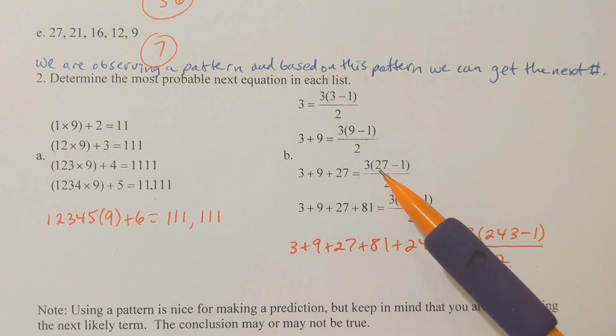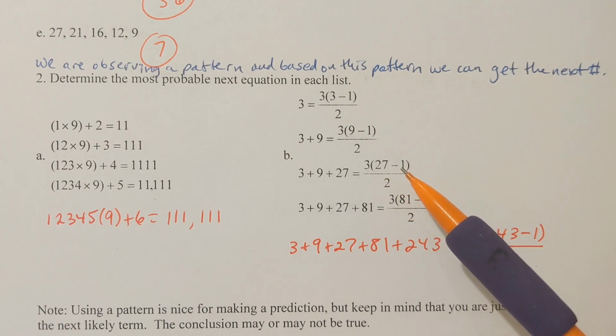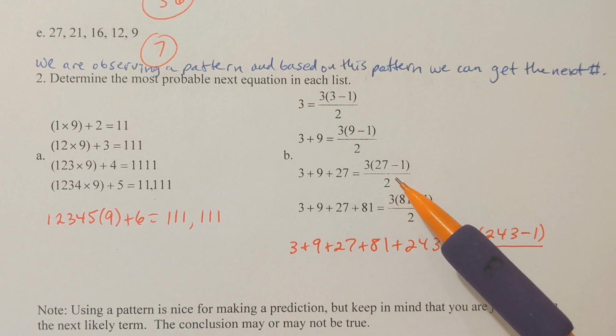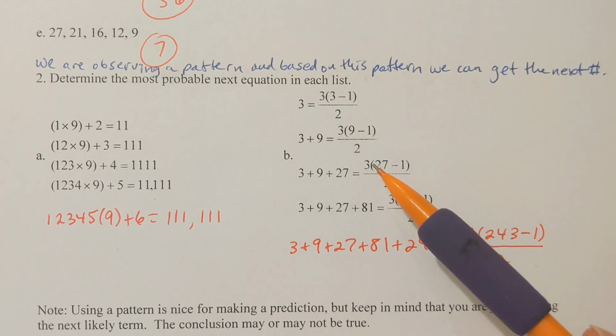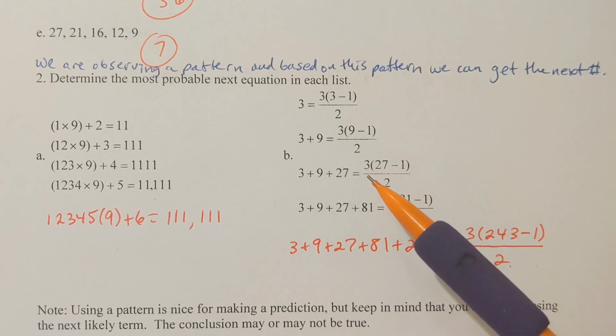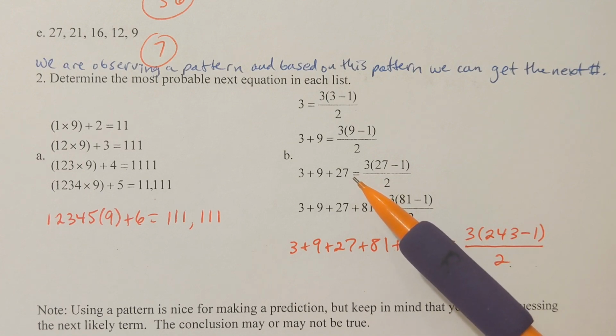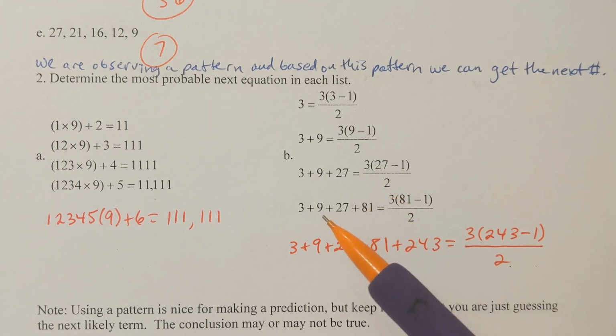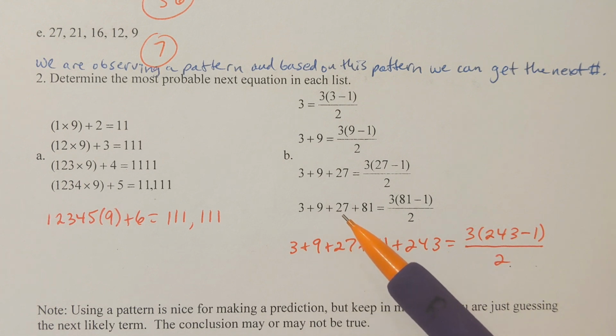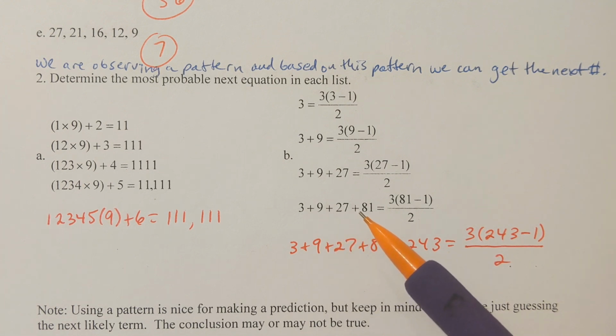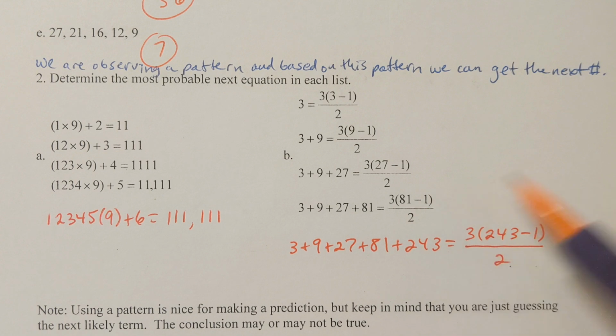Okay, and if I take 27 minus 1, that's 26, divided by 2 is 13, times 3 would also be 39. Okay. 3 plus 9 plus 27 plus 81 would be equal to 3 times the quantity 81 minus 1, divided by 2. Okay, so what's the next most probable equation is the question there.